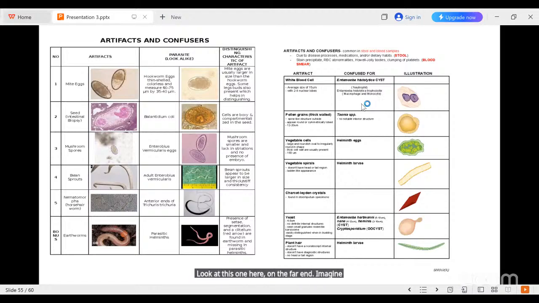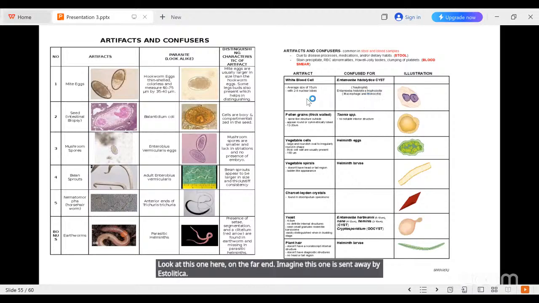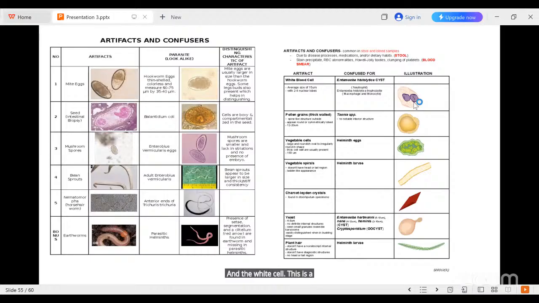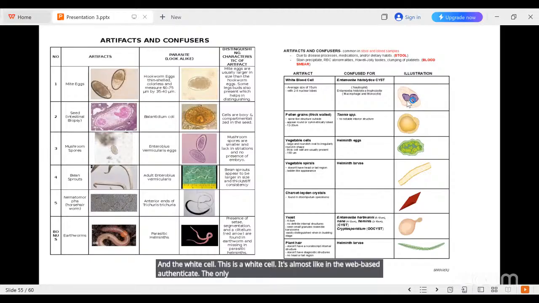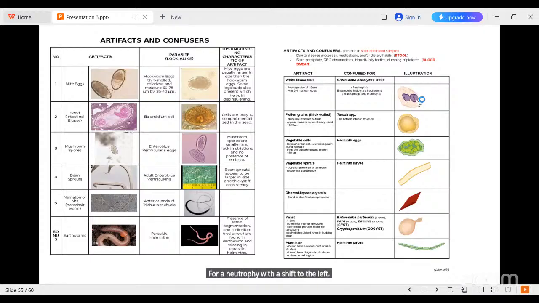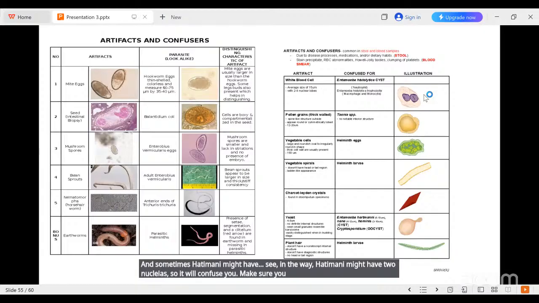Imagine this one is Entamoeba histolytica and a white cell. This is a white cell. It's almost like Entamoeba histolytica. The only difference is it has two nuclei inside. These are like an eosinophil or a neutrophil with a shift to the left. It's almost looking like this, almost confusing people. And sometimes the histolytica might have two nuclei, so it will confuse you. Make sure you study some other internal structures of this parasite so that you can make a distinction.